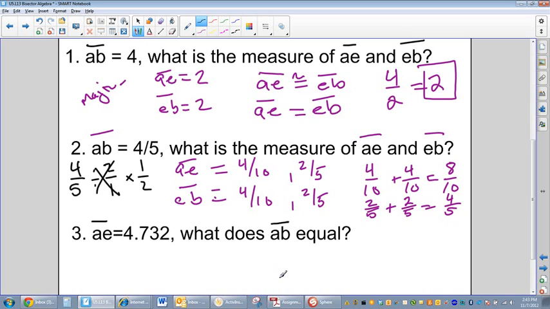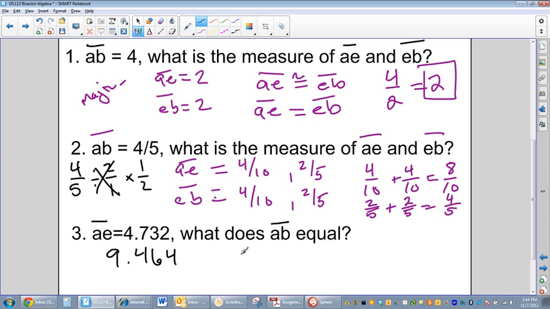Jacob Warma, what did you get for your answer? 9.464. Can you explain to me how you got that? So AE is half of AB. Okay. Times it by 2. Did you add it? You guys added 2 together? You can add them when you multiply something by 2.